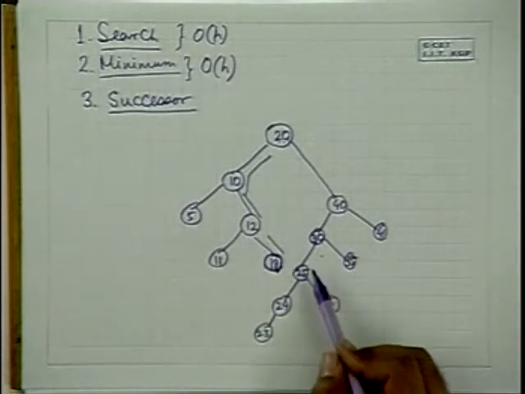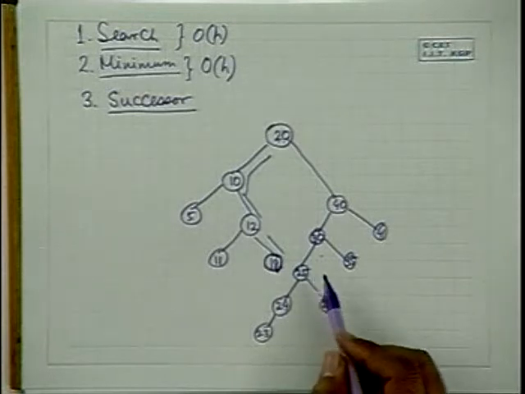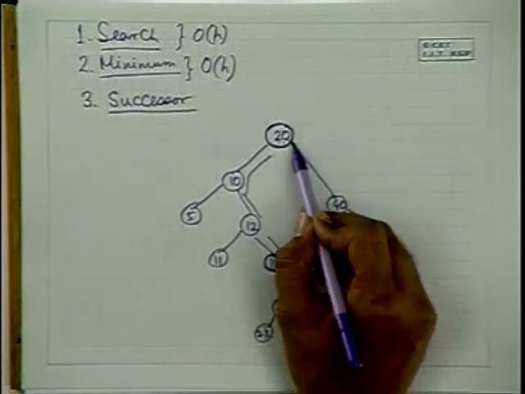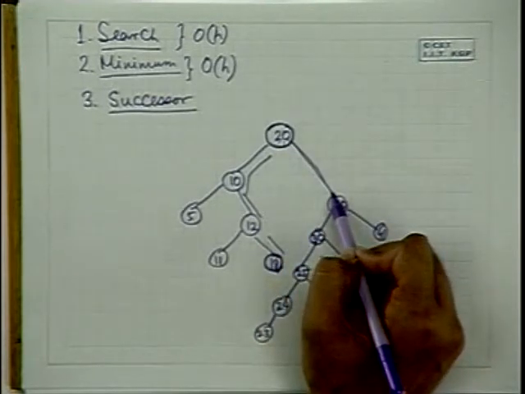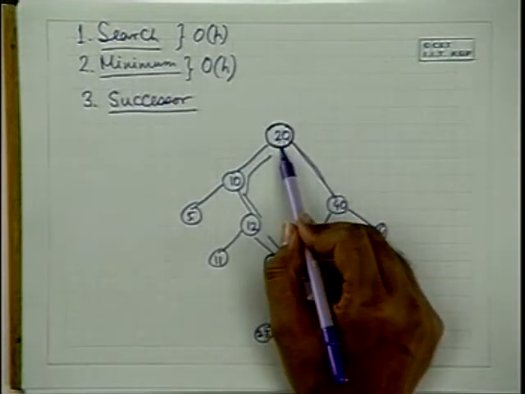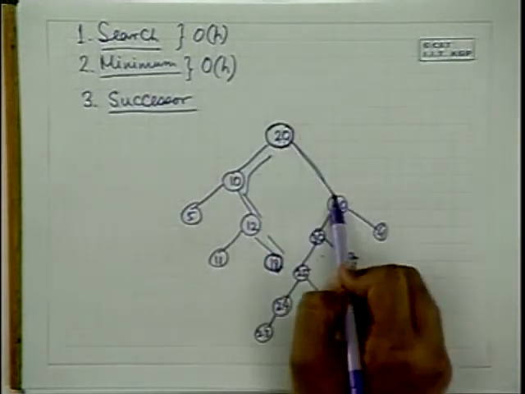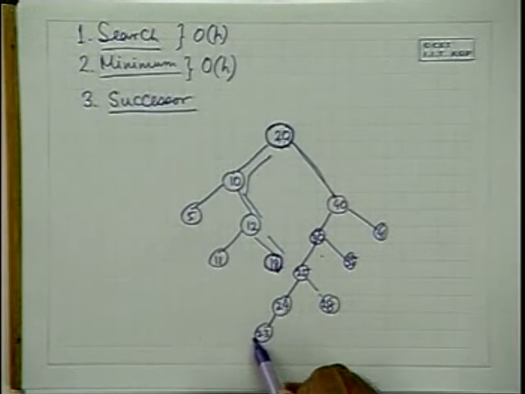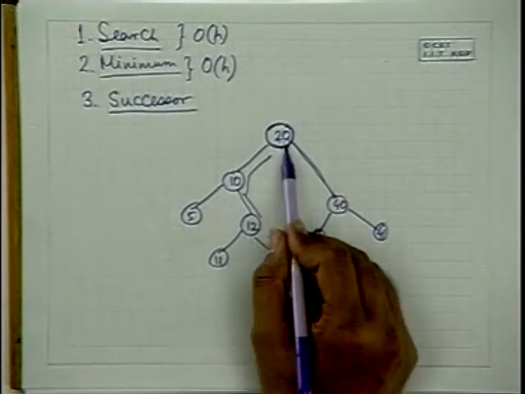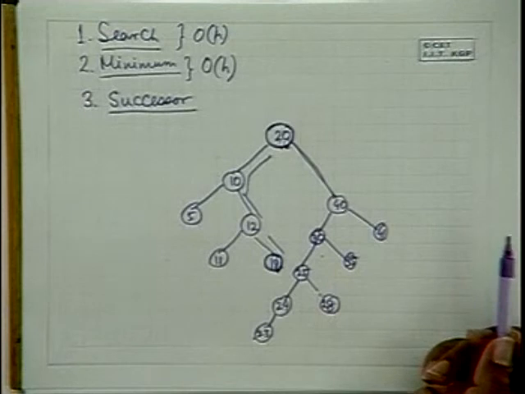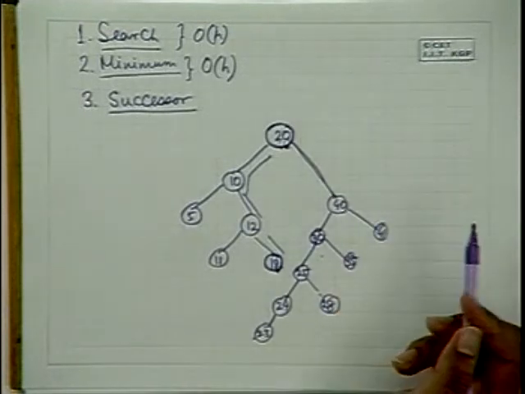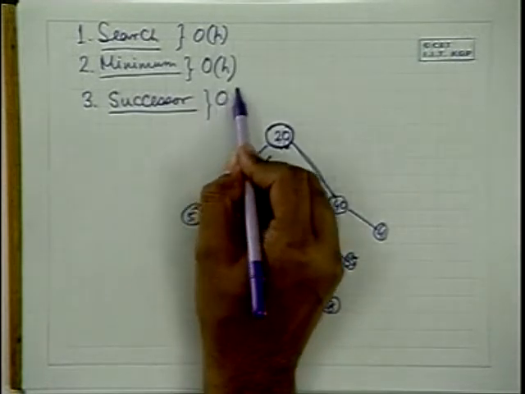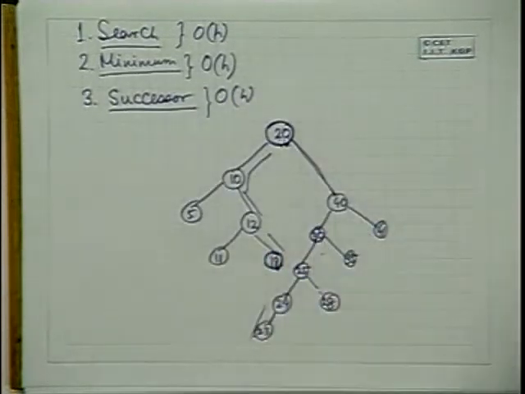Or say, what is the successor of 20? Suppose it has a right child. I want to know the successor of 20. Then you go to the right child and then go to the leftmost node, 23. Then 23 will be the successor of 20. So these are the two cases. You can handle these two cases in how much time? Order of h, because you are not traversing more than the height of the tree.